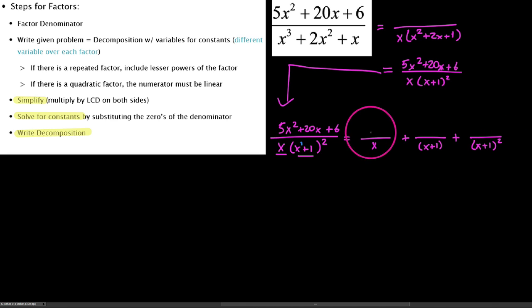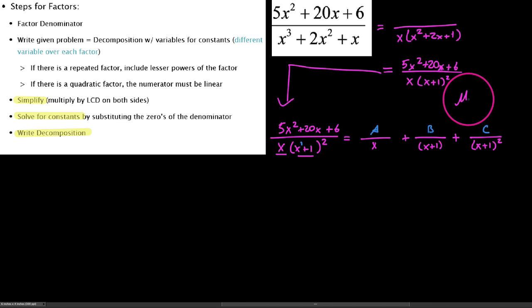We have to put in lesser powers of that repeated factor. And then on the top, we're just going to put in expressions that are one less in degree than the denominator. This is a first degree thing, so this would be a constant A. This is first degree, so this will be a different constant B, and this is first degree, so we'll choose a different constant C.